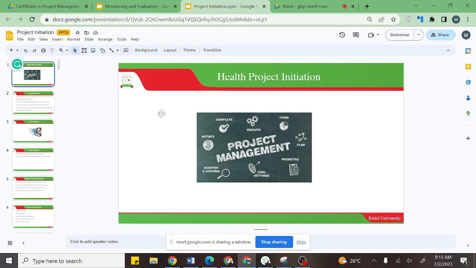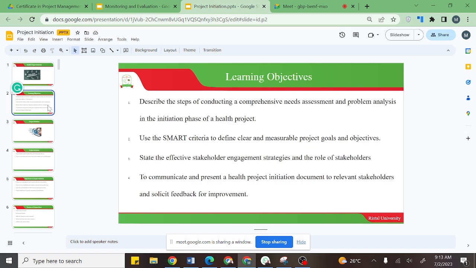So in this session, we are going to look at a number of things. One, we basically need to understand if you're going to start a project, what do you need to do and what tools are you going to use? One of those is what you call a comprehensive needs assessment. You need to understand the situation on the ground, and then you base that to write your project.